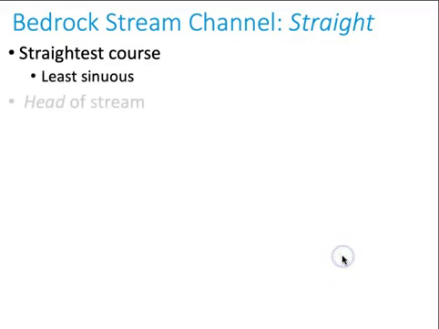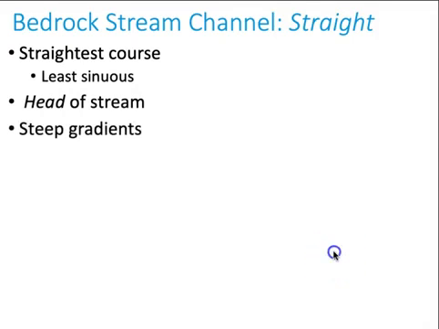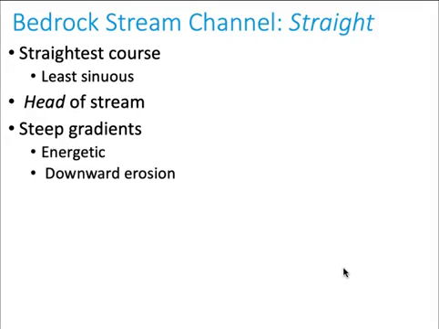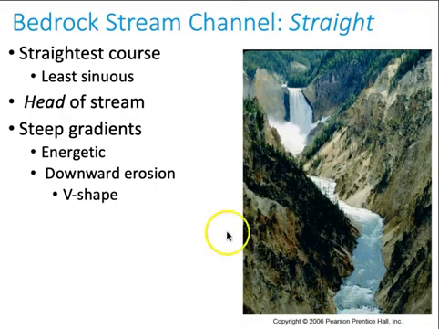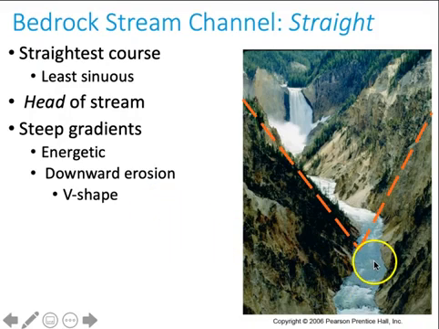They will be found near the head of the river profile, where gradients are the steepest, and they flow most energetically. In this way, they are doing a lot of downward erosion or downcutting, which develops steep-sided V-shaped valleys. This photograph here of the Yellowstone River is a great example of a straight stream. It's flowing with a lot of energy. We see a waterfall and rapids, and this allows for rapid downcutting into the land, creating these steep-sided V-shaped valleys.